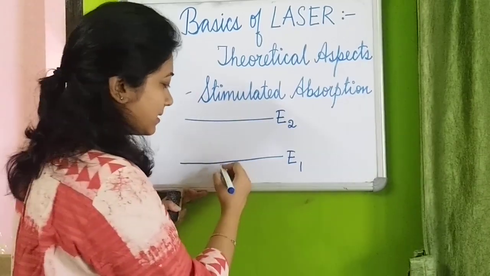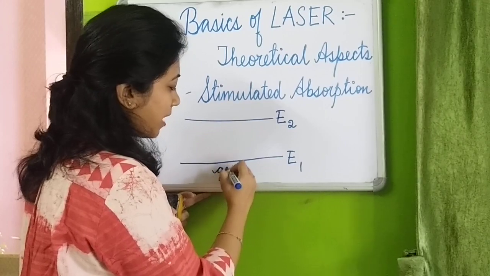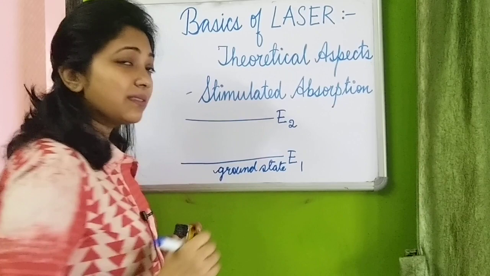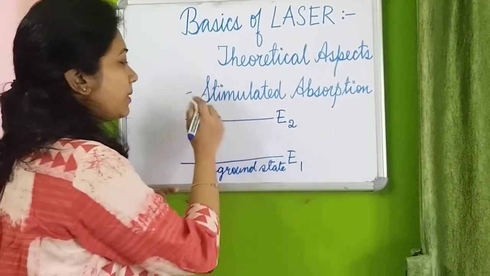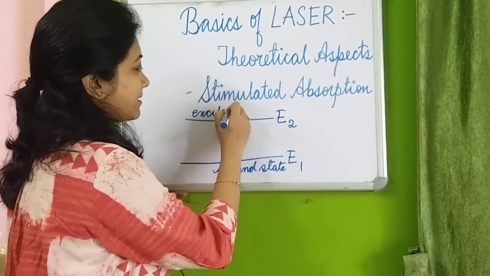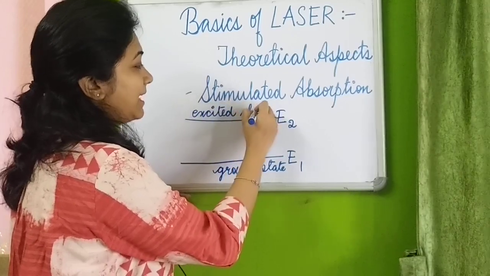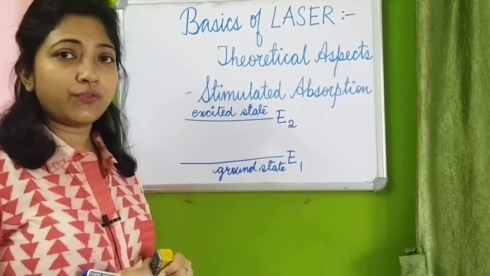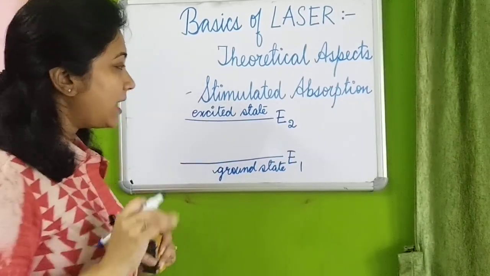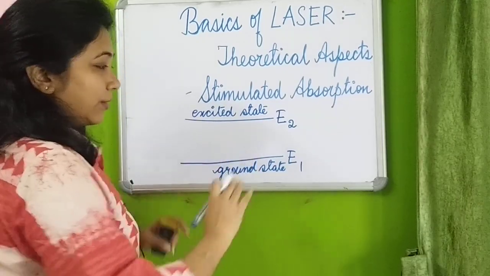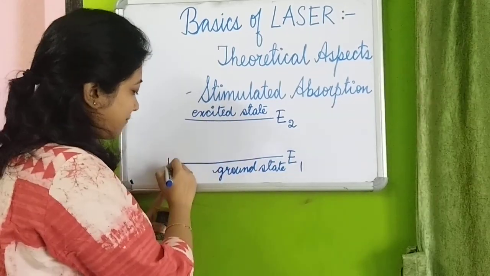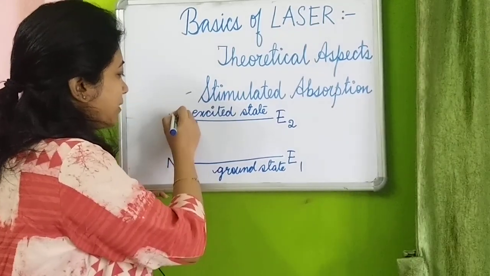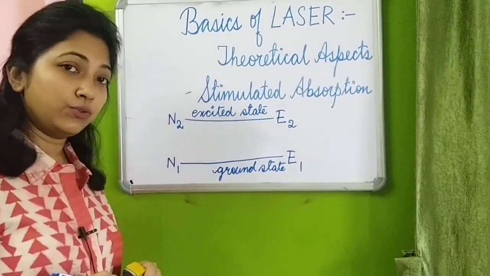Now, in general, E1 is considered to be the ground state, which means the lower energy level, whereas E2 is considered to be the excited state or the higher energy level. Alright, so these are the nomenclatures that are generally used for laser action, for lasers. Now, what happens in this scenario? We will say there are N1 number of electrons in E1 and N2 number of electrons in E2.